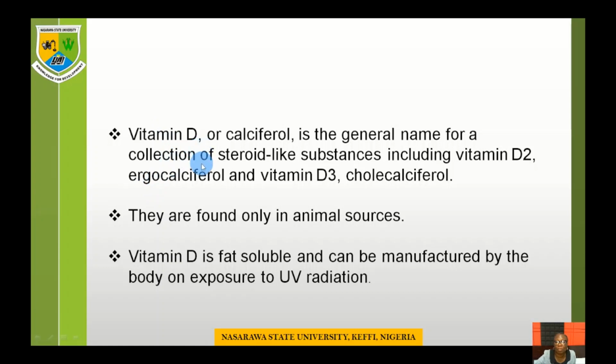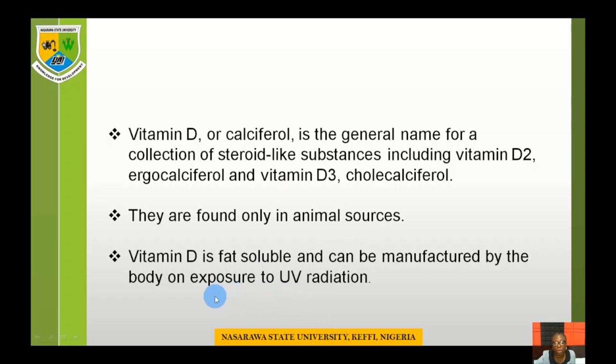So vitamin D, or calciferol, is the general name for a collection of steroid-like substances which include vitamin D2, ergocalciferol, and vitamin D3, which is cholecalciferol. All these are found in animal sources. Vitamin D is fat soluble and can be manufactured by the body on exposure to UV radiation. They are also classified as derived lipids. You can get them when you expose yourself to UV radiation.